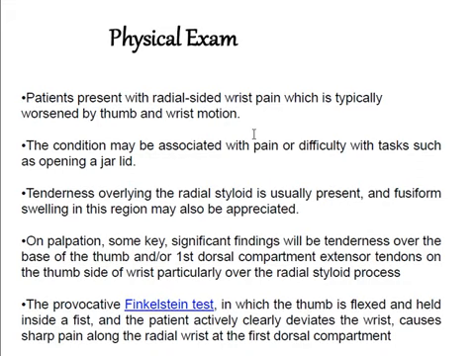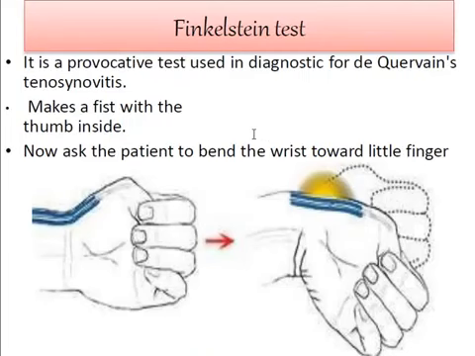For the physical examination, the patient presents with radial side pain that typically worsens with thumb movement. The condition may be associated with pain or difficulty in doing tasks with the hand, tenderness over the radial styloid process, and on palpation there could be thickness, tenderness, and Finkelstein's test will be positive. Now this is the Finkelstein's test which has to be performed in a patient with de Quervain's disease. It is a provocative test used as a diagnostic tool.